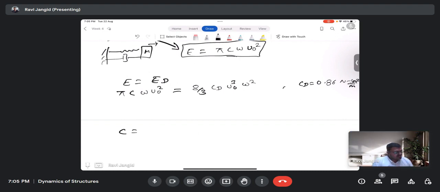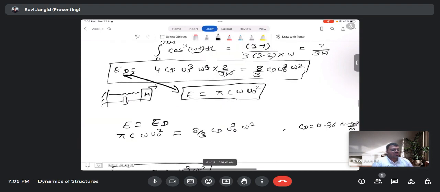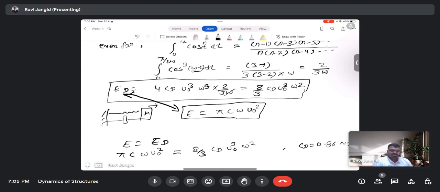Here we have derived one thing in fluid. Can you please explain what ED is? ED means the energy dissipation of the system through the fluid. Then here we are equating it with pi c omega u naught square. Can you help me?